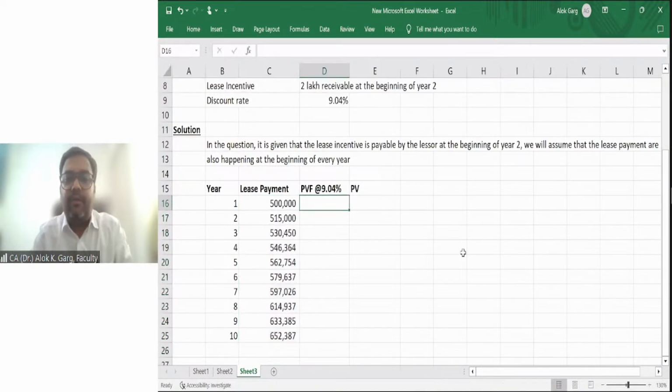This lease payment will go up every year. Is that clear? I hope it is clear to all of you, right?